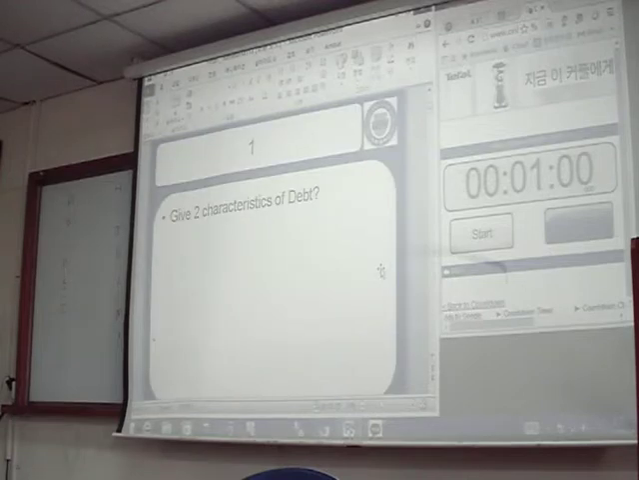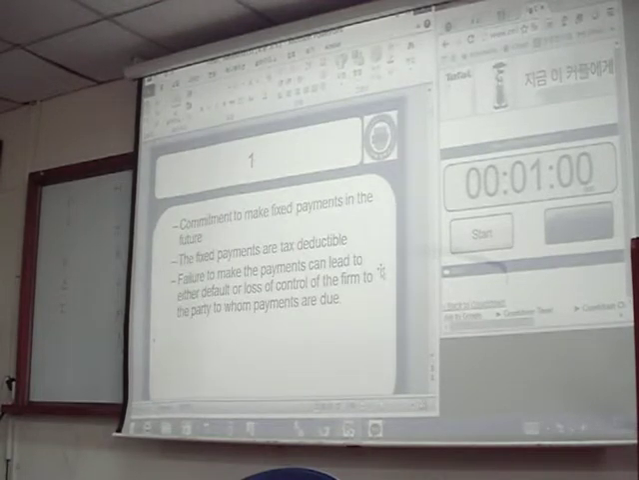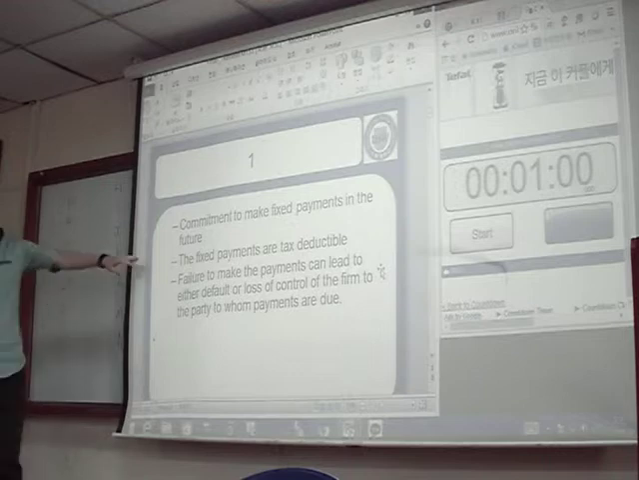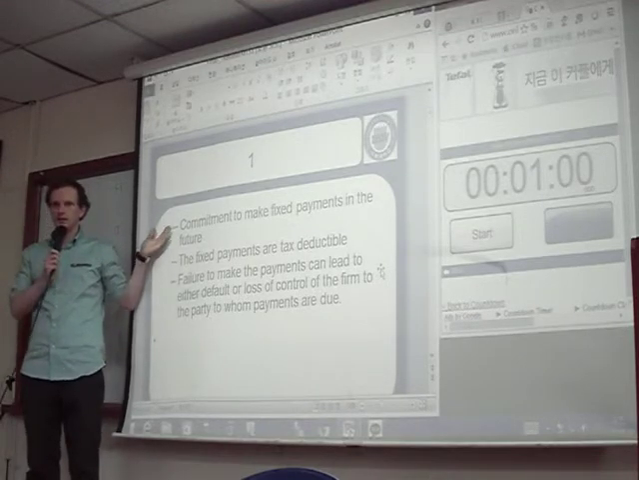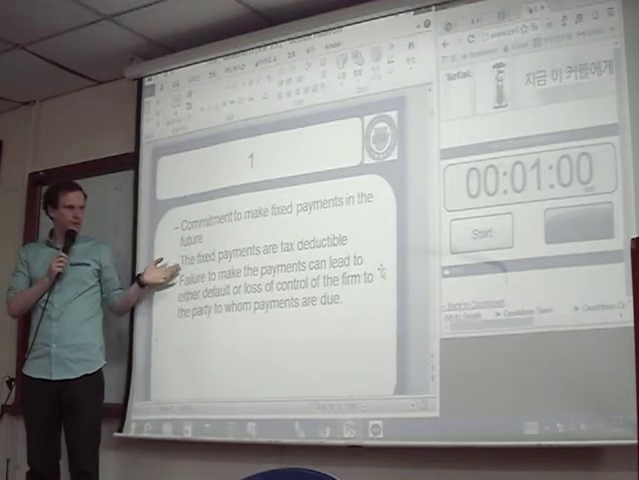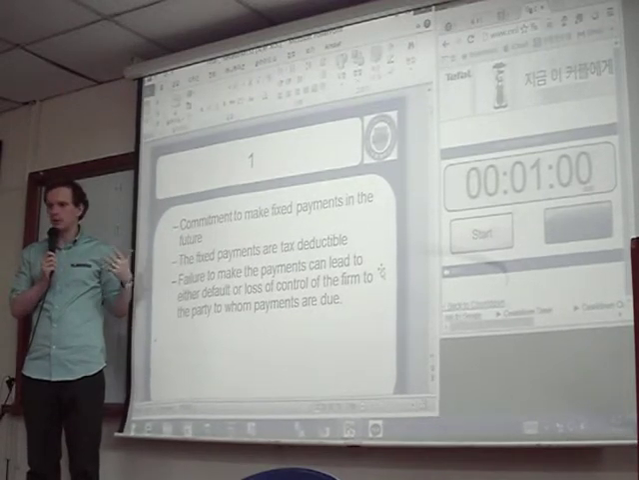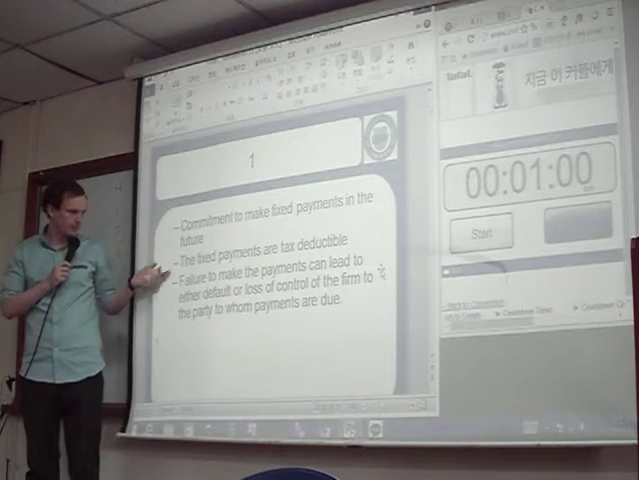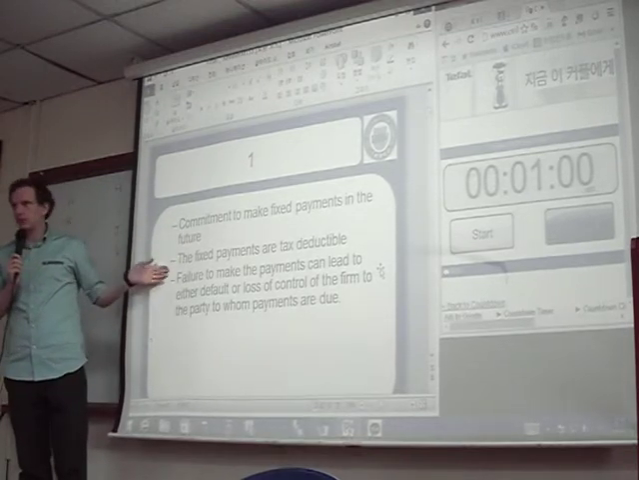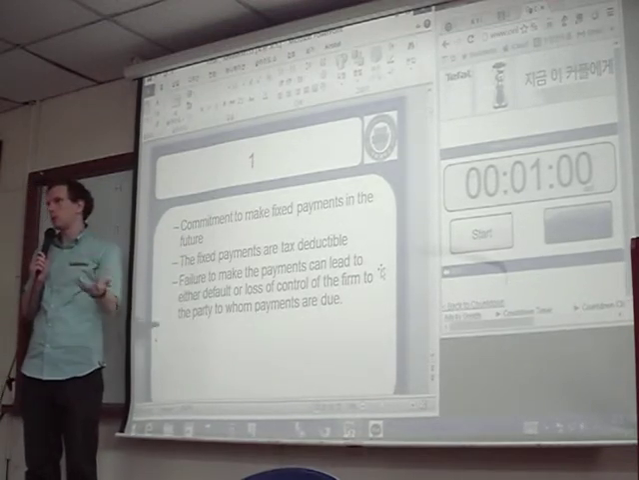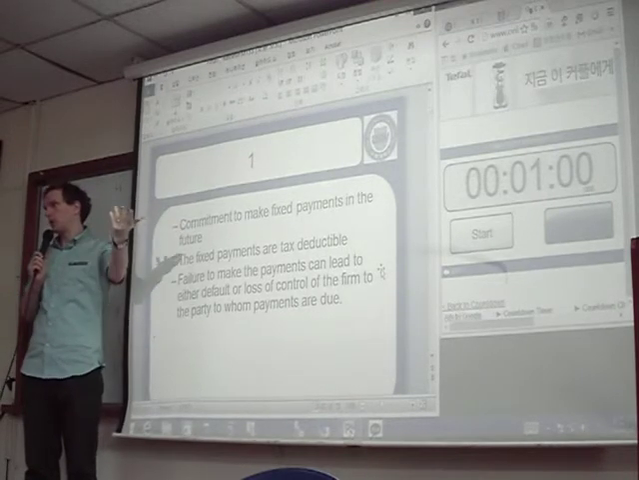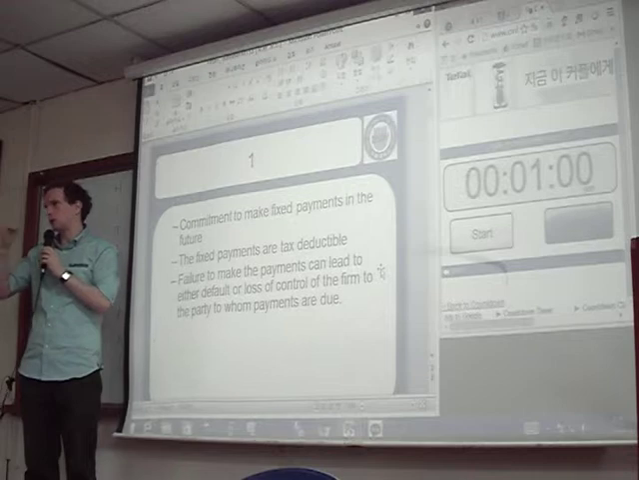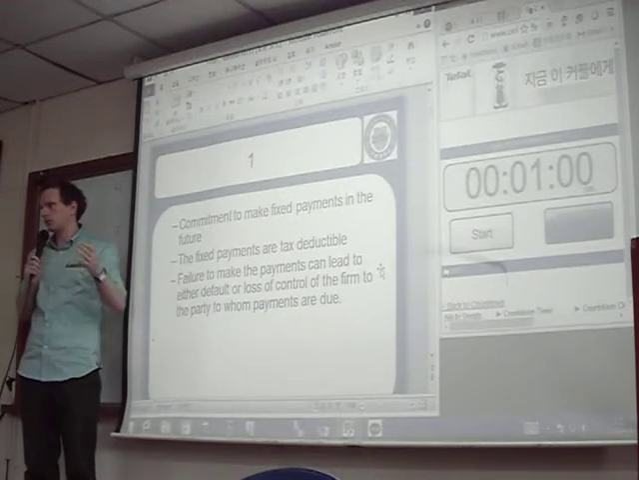Question number 1. Give 2 characteristics of debt. Commitments to make a fixed payment. We make a fixed payment every month, okay? The fixed payments are tax deductible. We can get some tax advantage. This is the main point of debt. If people don't pay us back the fixed payment, like interest, you can say that we pay interest every month. You don't have to take a picture because it's on the website.